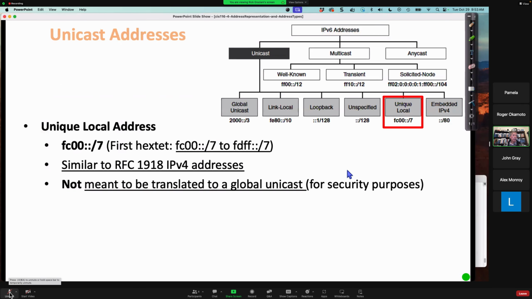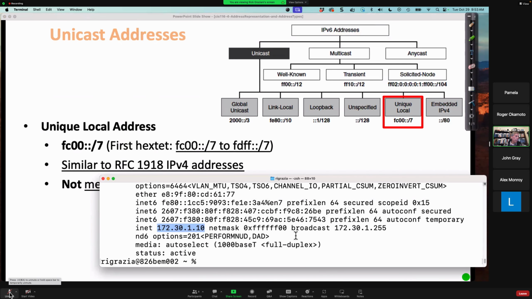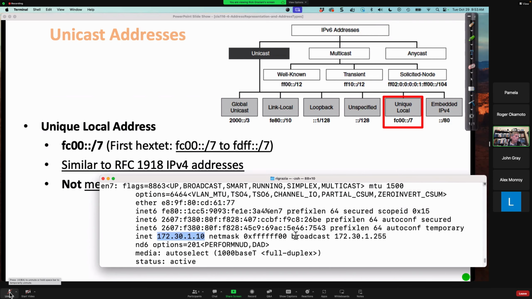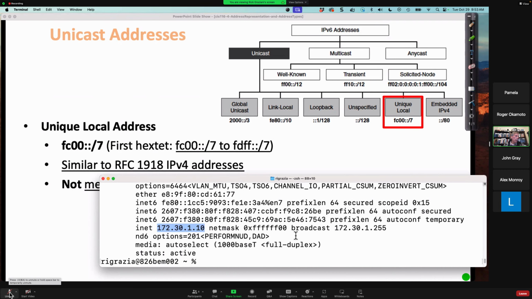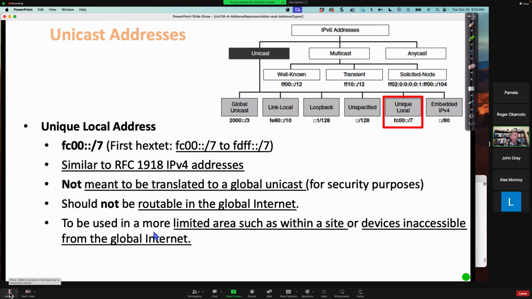That is not what this is used for. I'll show you at my home address. I get a unique local address. Okay. But it's not routable. Now, why would we want to use this? You can route it locally, but it's not internet routable.